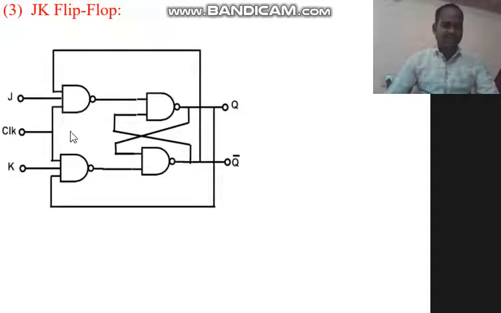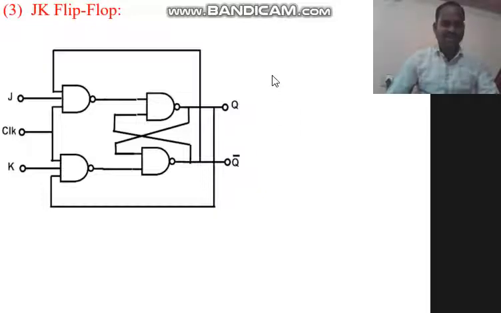So here, 3 input NAND gate, 3 input NAND gate. If these two are 2 input NAND gates, then the flip-flop is called an SR flip-flop. If this is converted into a 3 input NAND gate, and the third input of this NAND gate is connected to Q bar, and the third input of this NAND gate is connected to Q, then the circuit is converted into the JK flip-flop. Mainly the JK flip-flop was introduced to eliminate the disadvantage in the SR flip-flop.